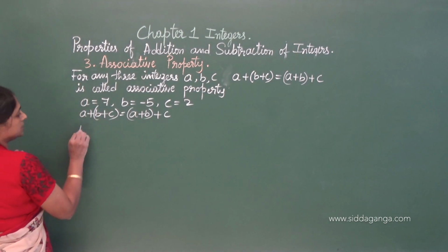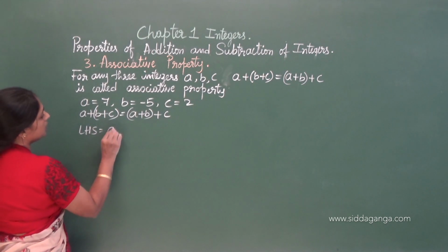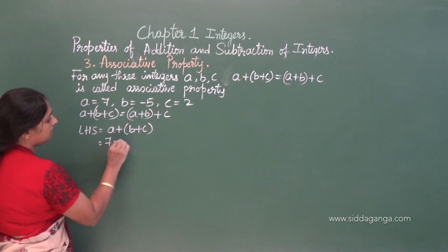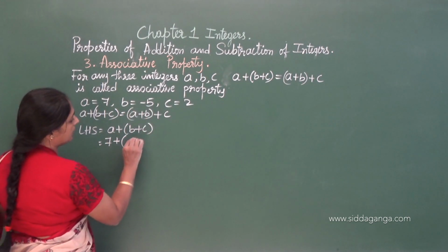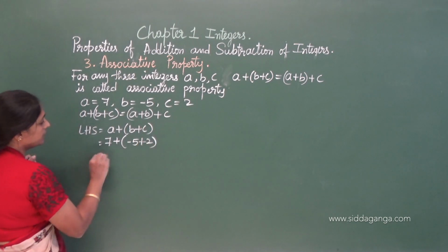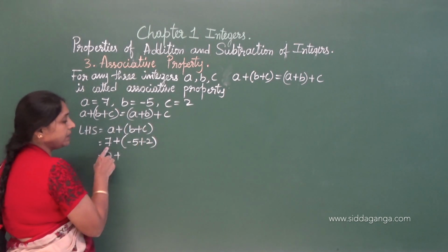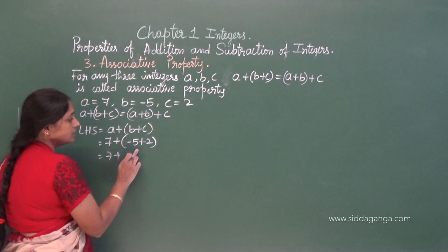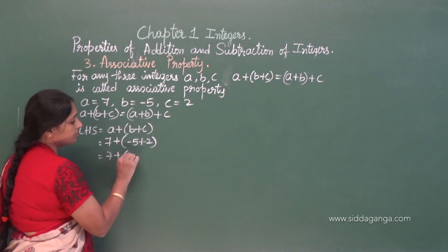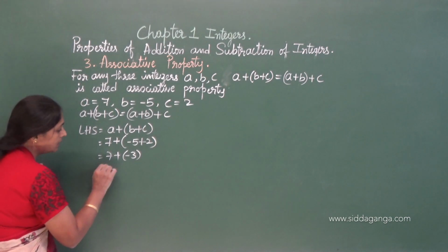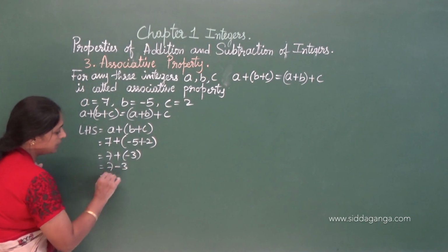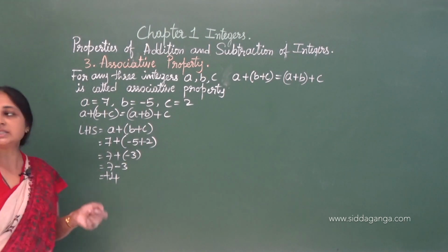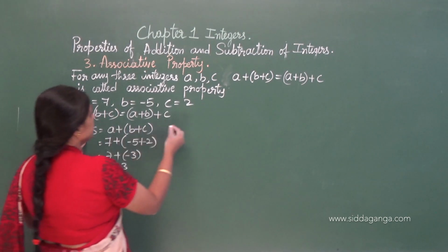LHS is equal to A plus (B plus C), that is equal to 7 plus (-5 plus 2). Keeping 7 as it is, we are going to add -5 plus 2. -5 plus 2 is -3. 7 plus into minus is -3. Again we get 4 here. So it's plus 4.